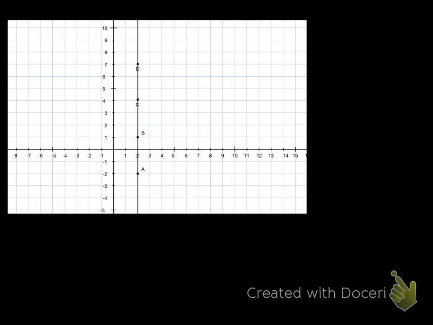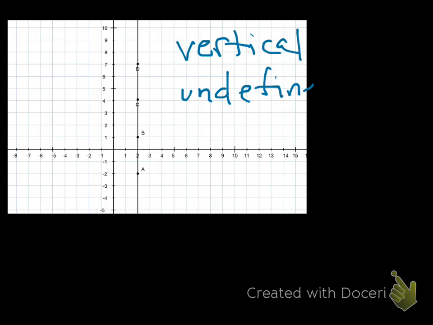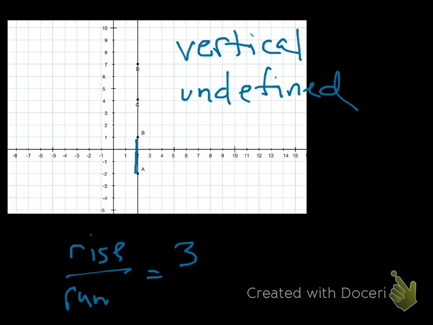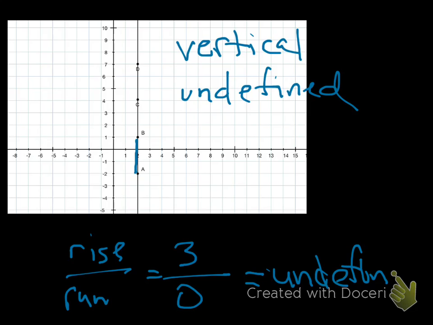All right, and here we have our vertical line. Remember we said vertical is undefined. I'm going to show you why. Because if you start at A, when you rise to B, you go up 3. But you don't do any running. So you rise 3, you don't run, so your run is 0. In math, dividing by 0 is a big no-no. You cannot divide by 0. So anytime you divide by 0, it is undefined. And if you try to put it into the calculator, it will say error.